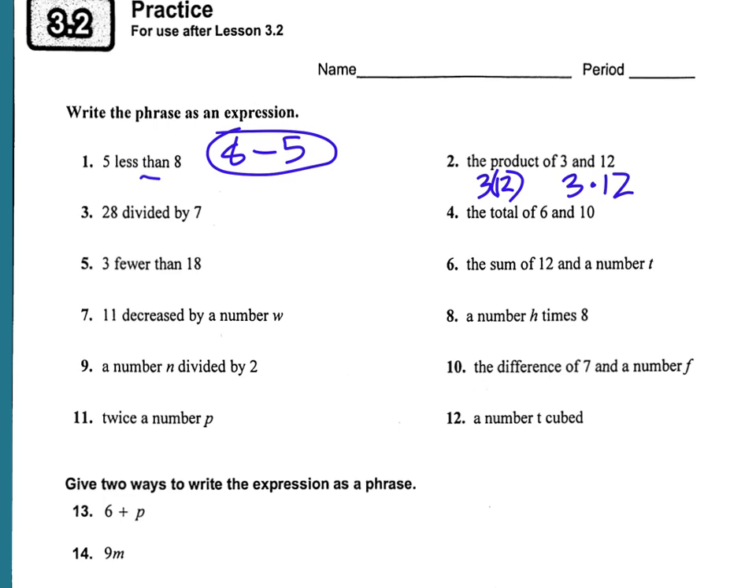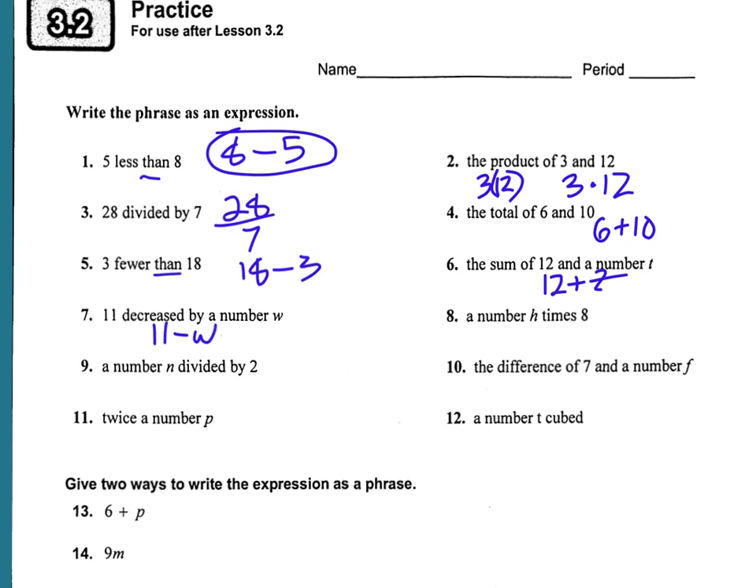So here we have 28 divided by 7. So I'm taking 28 divided by 7. The total of 6 and 10, well, that would be 6 plus 10. 8 fewer than 18. So a than again, so we have to flip things. 18 minus 8. The sum of 12 and a number t. So we have 12 plus t. I know that t looks kind of weird, but the plus looks like a t kind of, so you've got to figure something out. 11 decreased by a number w. So we're going to go 11 minus w.